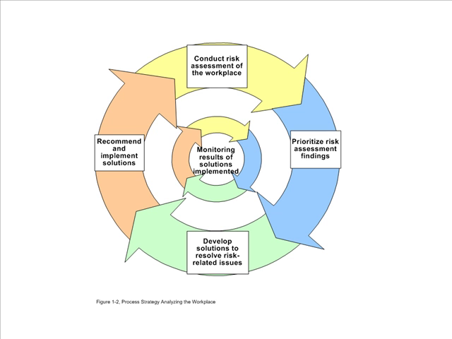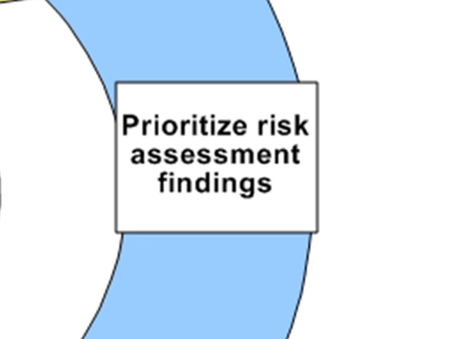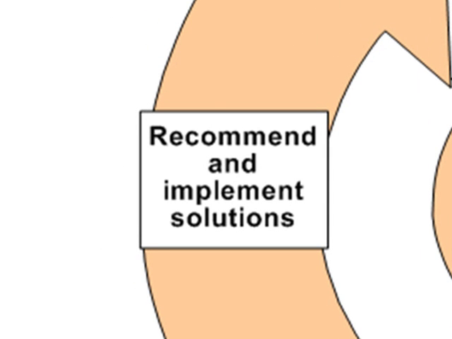The first step is to conduct the risk assessment of the workplace and identify what can cause harm. These risks are then prioritized by severity in order to put emphasis on worst first. The next step is to develop solutions to resolve any risk-related issues, whether they're physical or behavioral. And fourth, we would recommend solutions to management and get the go-ahead for any implementation on those solutions. This cycle continues as new risk may be entering the workplace and your operations at any time.